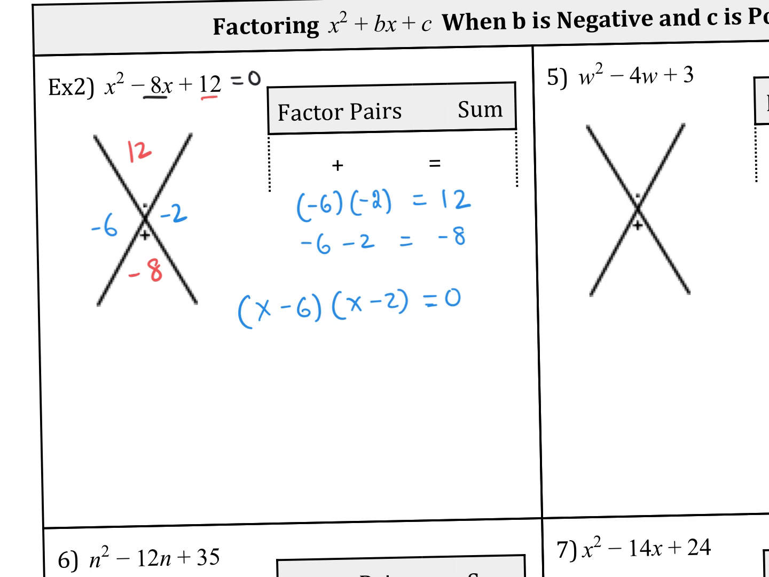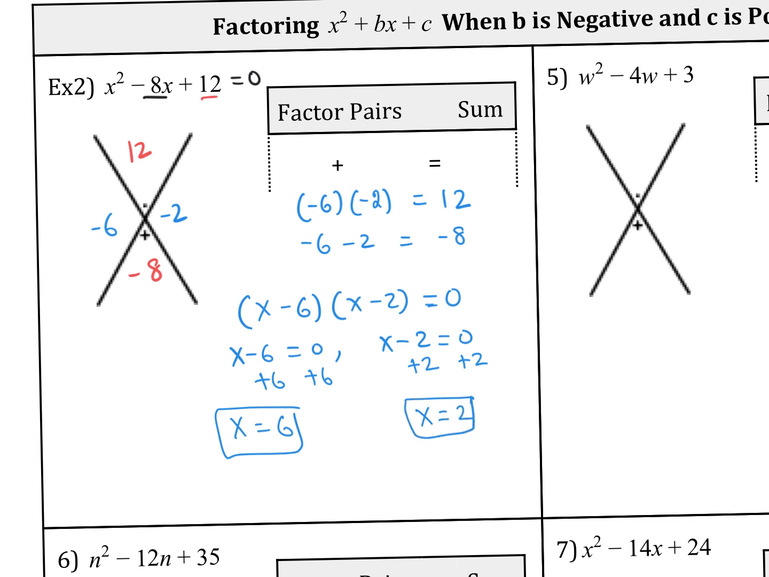So now we're going to apply the zero product property and set them equal to 0 one by one and solve for x. So x equals, plus 6 on both sides here, and you get x equals 6, plus 2 on both sides here, and you get x equals 2.